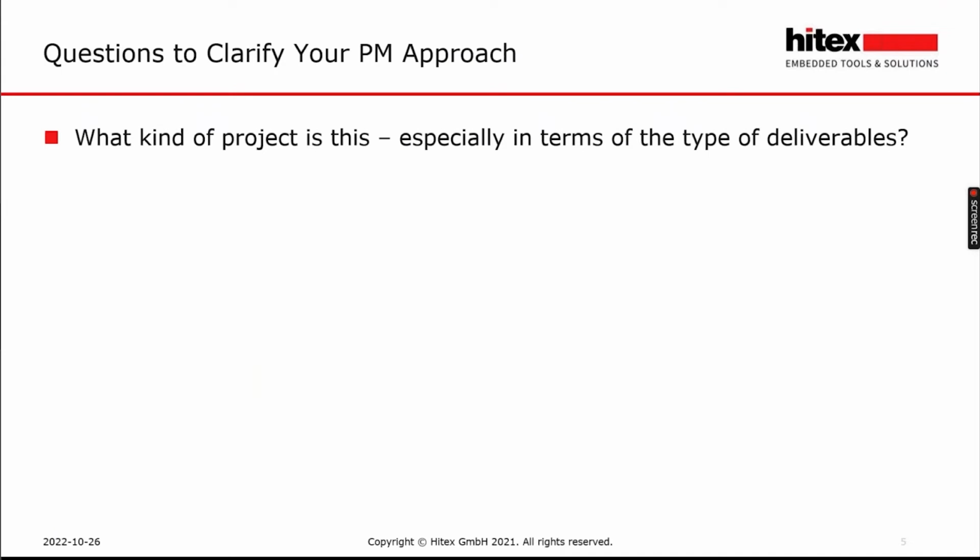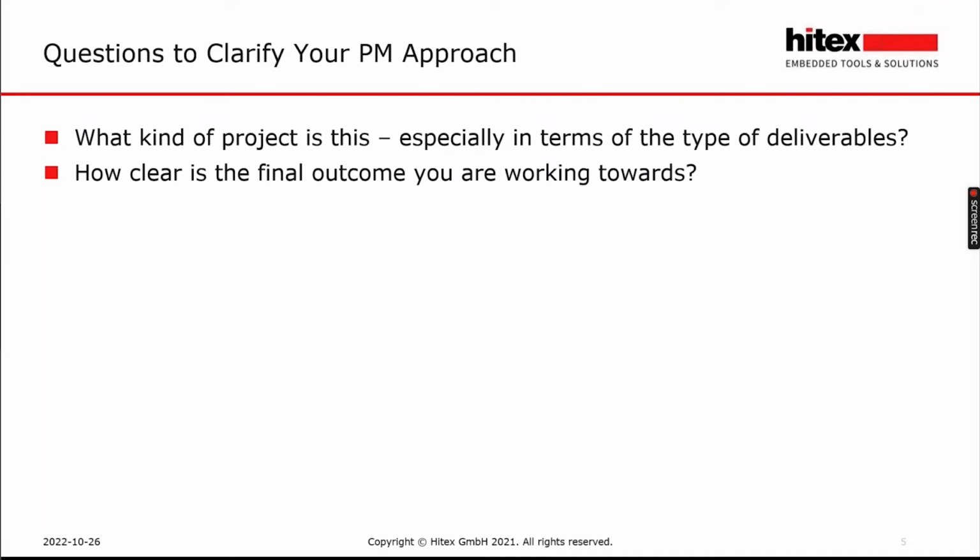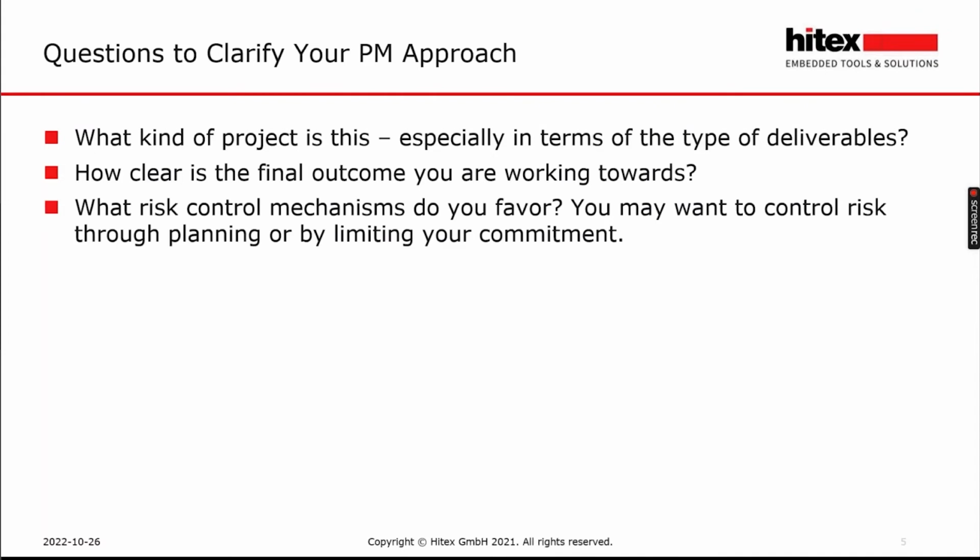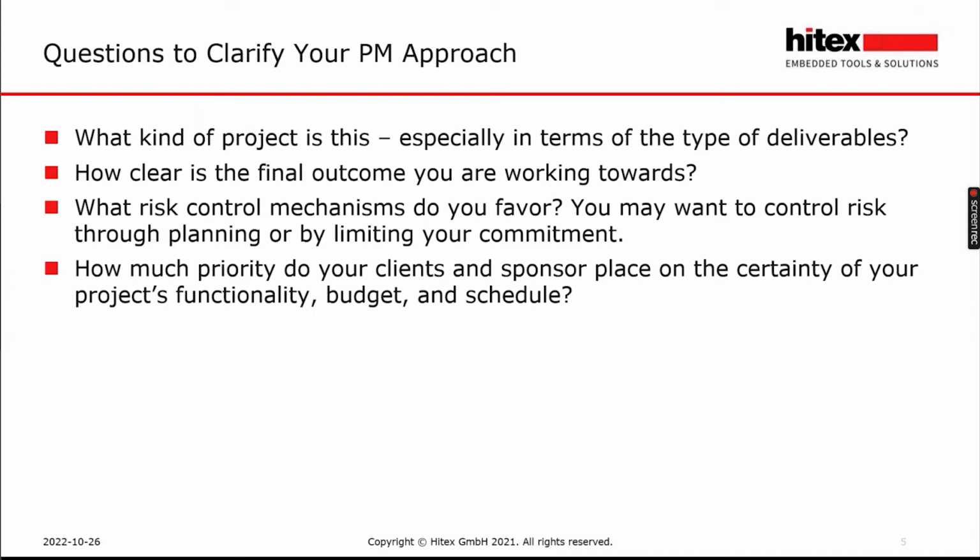But firstly, I would like to mention several questions, and I propose you answer them, and then with these answers, decide your project management style. First of all, when you have a new project on the table, you need to think how many deliveries you need to present to the customer and which type of deliveries they are. Is the final outcome clear to you and how are you planning to work towards it? How will you control risks? Is it possible at least to control this risk? Will it limit your commitment? Also consider the role of clients, sponsors, and stakeholders in the project, what priority they have, how much attention they pay, and how they influence project functionality, budget, and schedule.